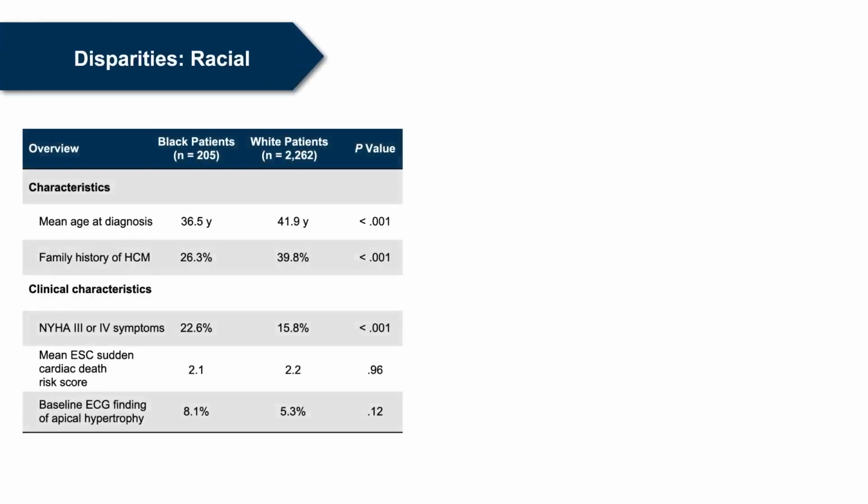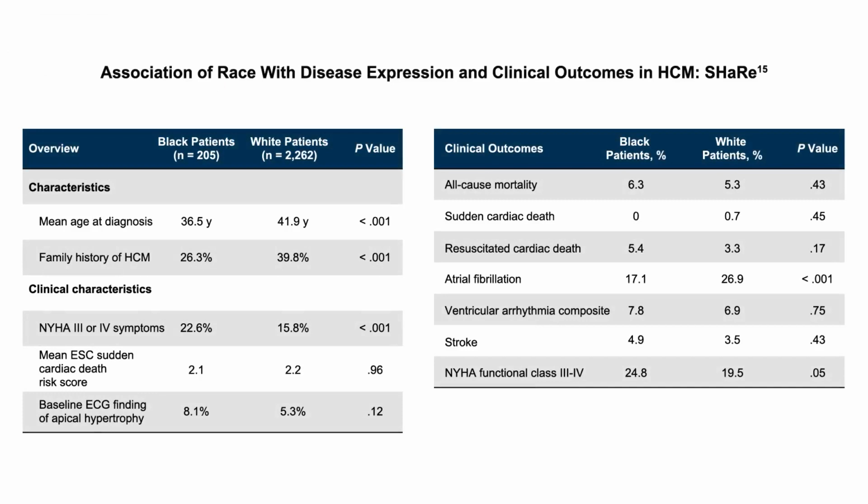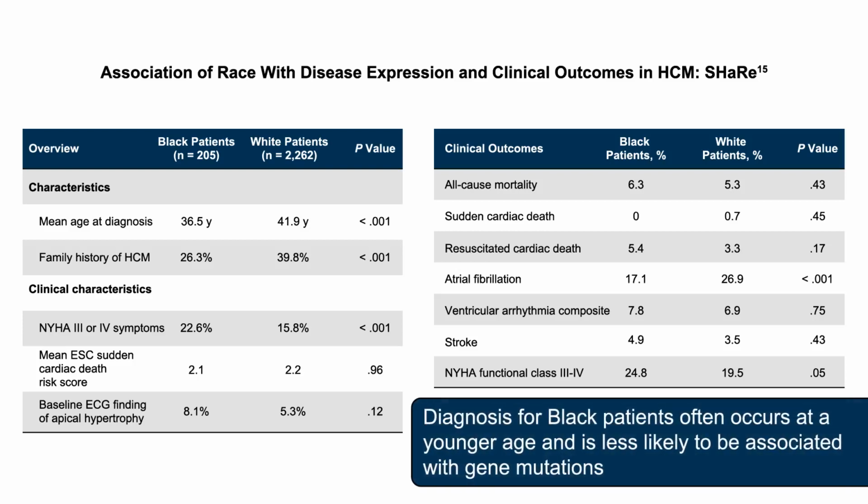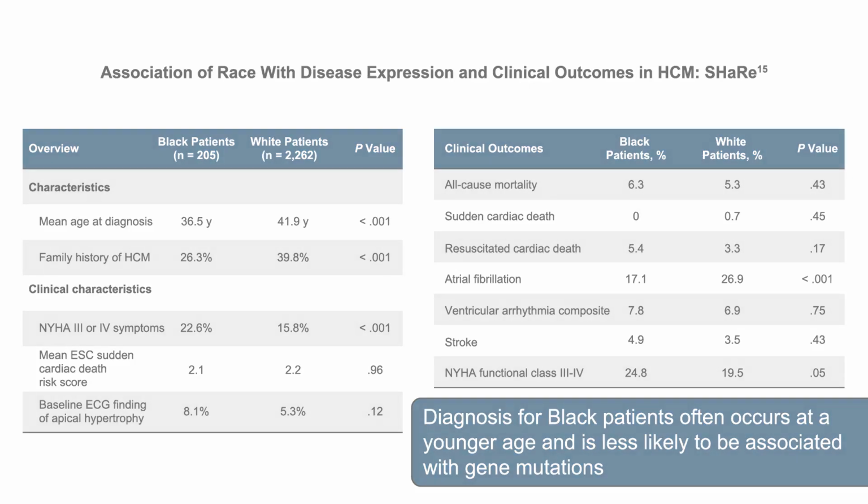Whilst hypertrophic cardiomyopathy can occur in patients of any ethnicity, there are a number of differences in the presentation of disease. It's been shown in Black patients with hypertrophic cardiomyopathy that diagnosis may often occur at a younger age and is less likely to be associated with mutations in cardiac sarcomere genes. Black patients may also have a greater burden of symptomatic heart failure and are often more likely to have disease associated with obesity and hypertension.